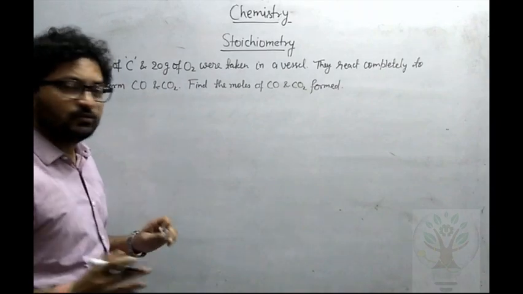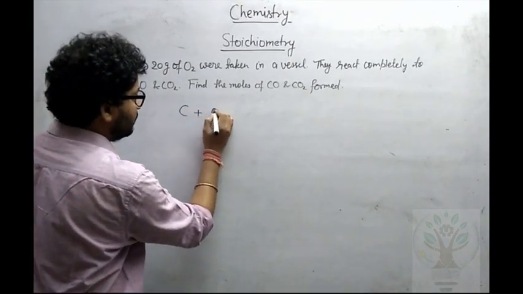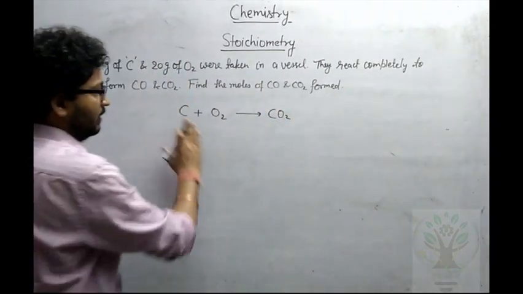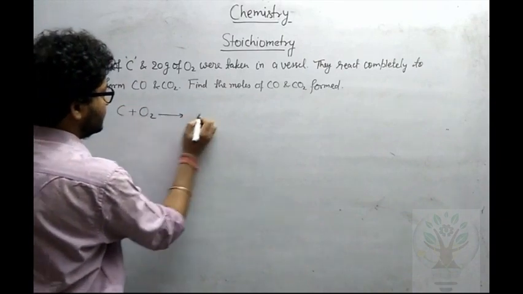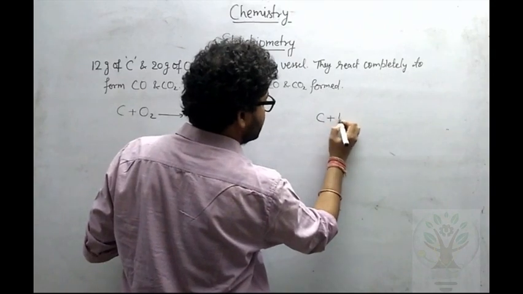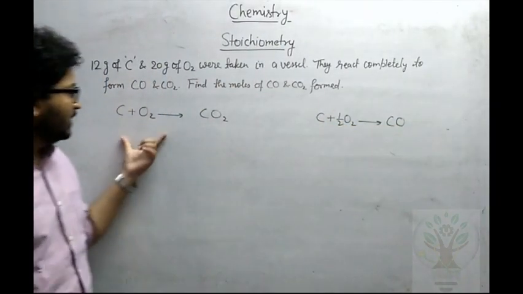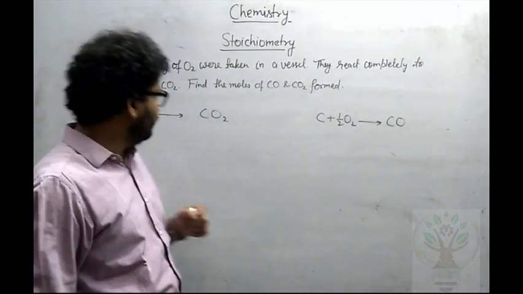Now, so for such question again, I am having two reactions. One reaction is C plus O2 gives CO2. And one reaction is C plus half O2 gives us CO. So carbon and oxygen are reacting in two manners.